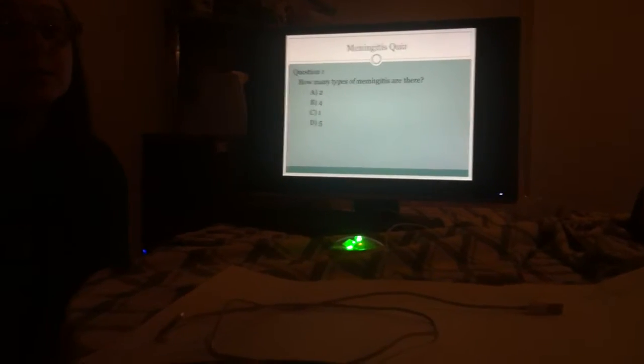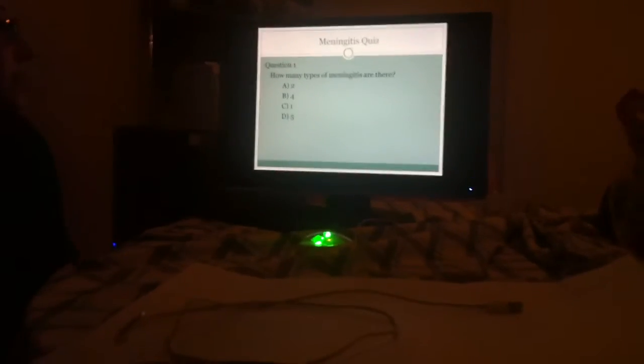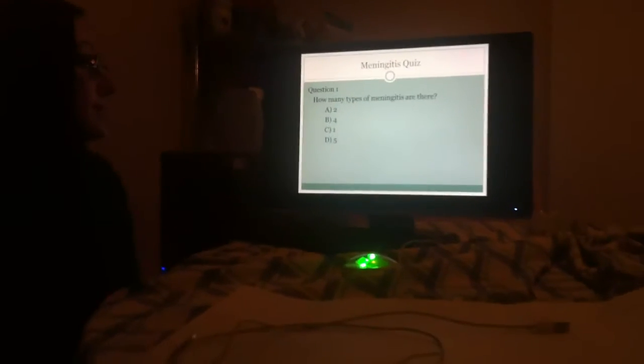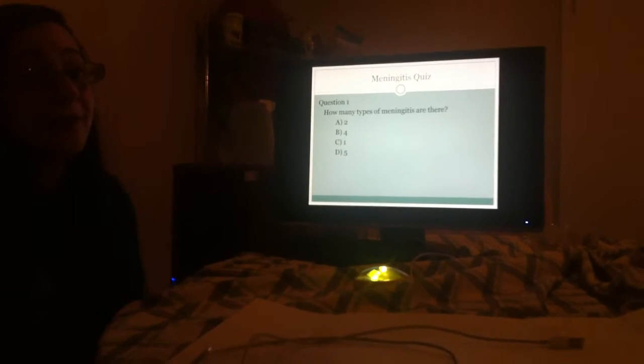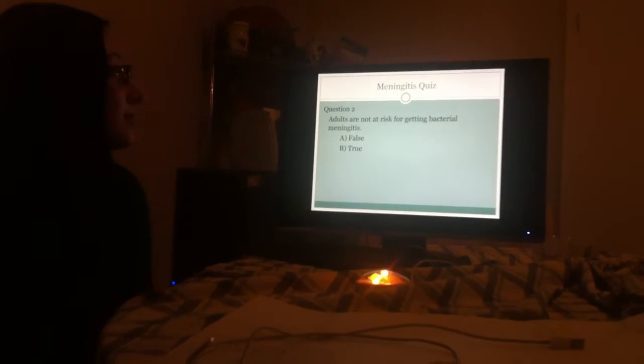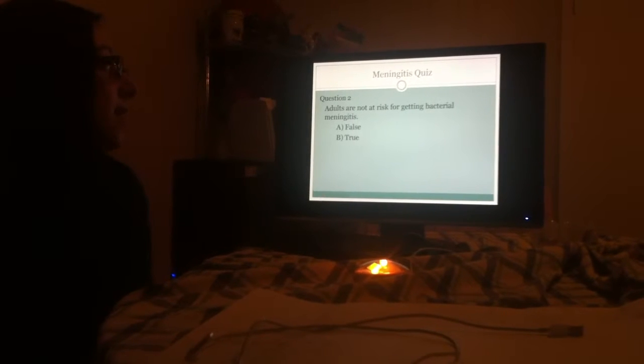Here's the quiz. Question 1, how many types of meningitis are there? A, 2; B, 4; C, 1; D, 5? The correct answer is 5. Question 2. Adults are not at risk for getting bacterial meningitis? That would be false. A.